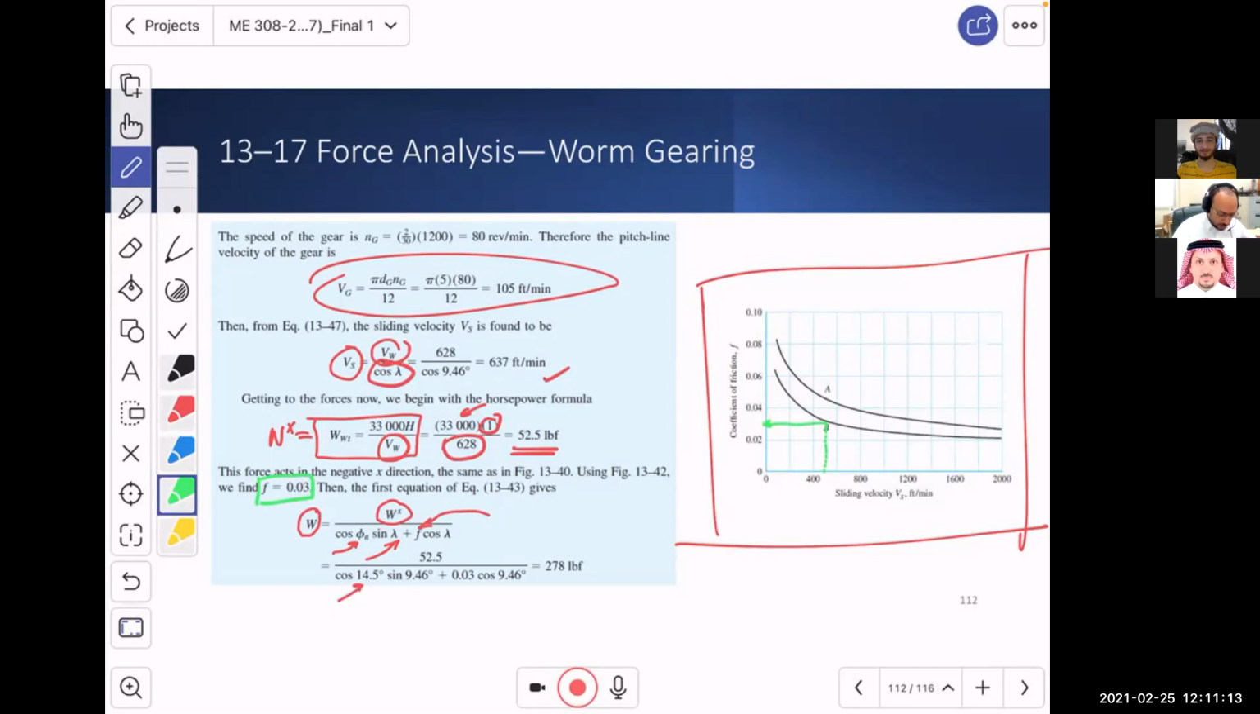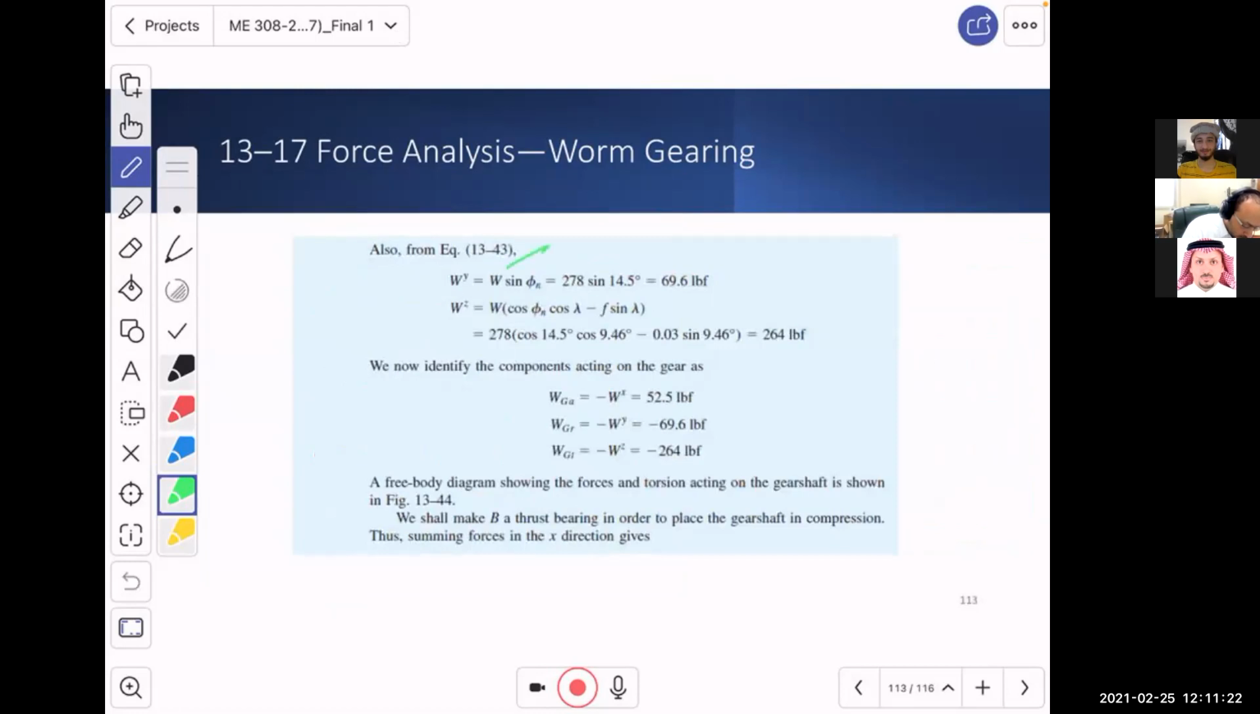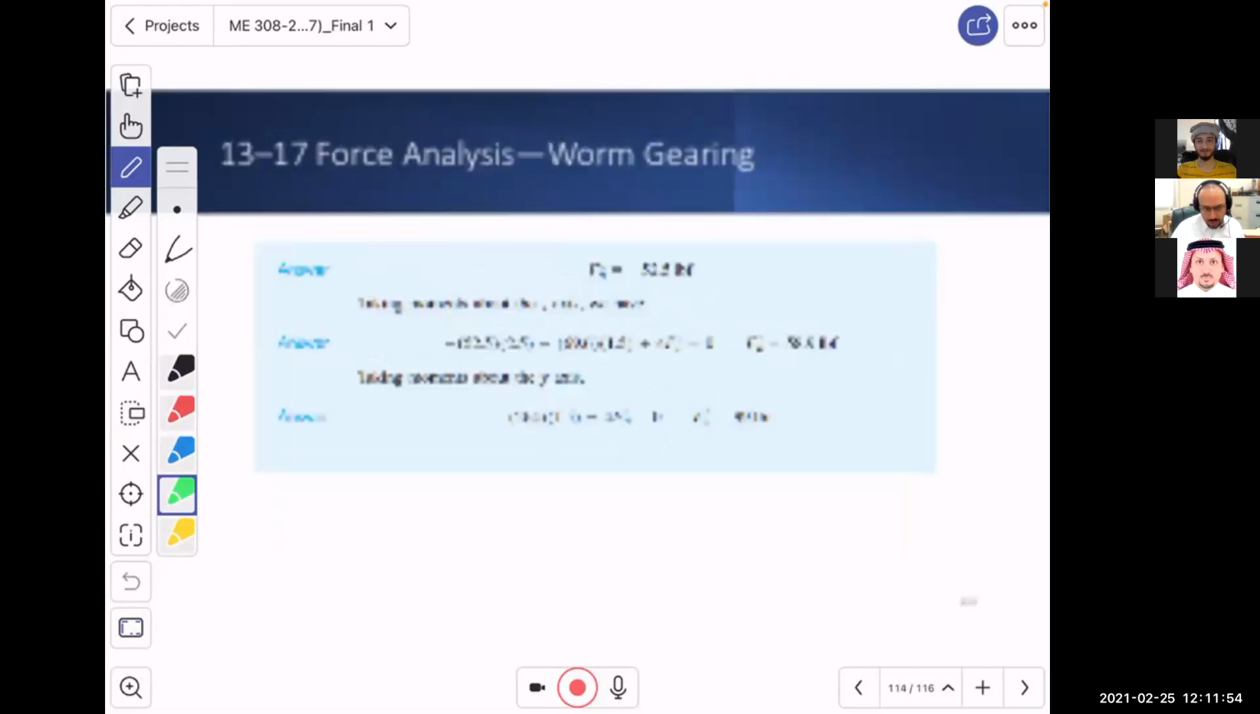So let's move on. We got now W. If we got W, then we can use equations 13-43 to find WZ and WY. Is that good? Yes. So if we do that, then we also have the equation which says that the forces on the gear are opposite to the forces on the worm, which are these. That's it. Once you find these forces, you will go and draw the free body diagram.